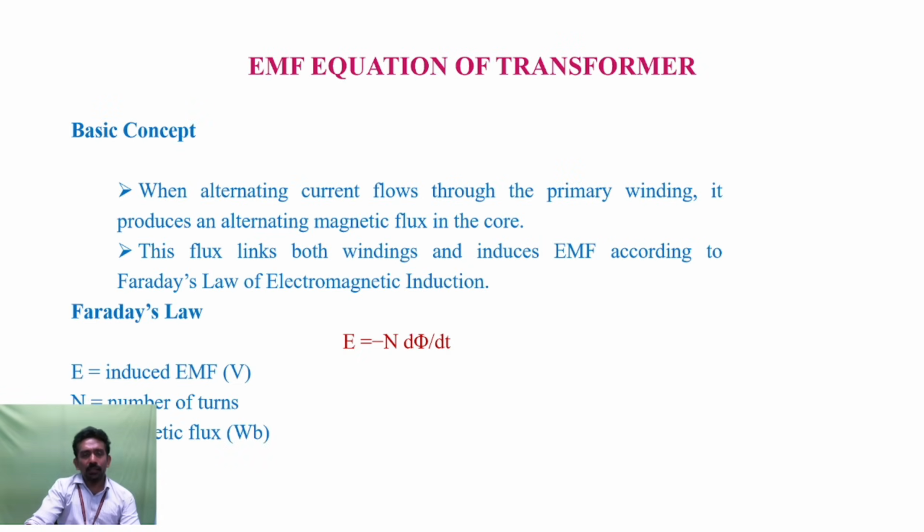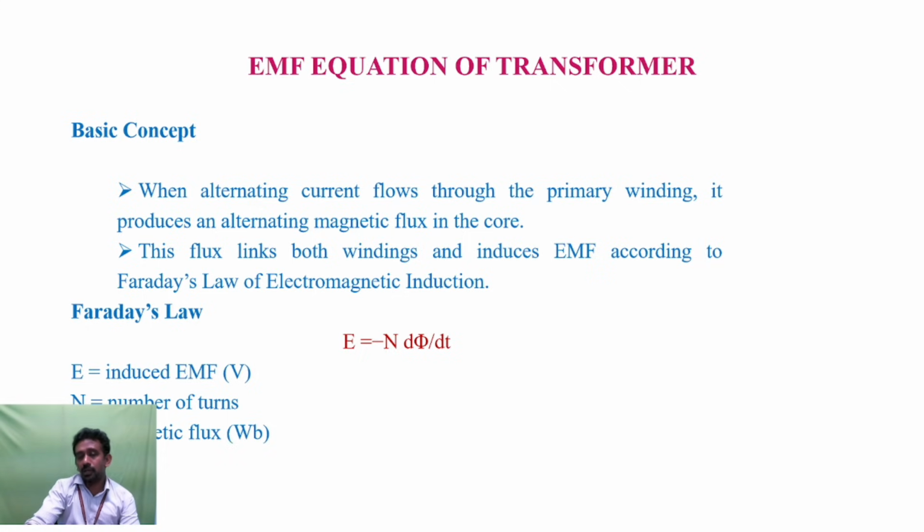And coming to the mathematical part of the transformer, first we are going to discuss the EMF equation. I am not going to derive it here, but what is the concept, why do we need the EMF equation of the transformer? So let me discuss here. The concept is when alternating current flows through the primary winding, it produces an alternating magnetic flux in the core. This flux links both the windings, that is the primary and the secondary winding, and induces EMF according to Faraday's law of magnetic induction.